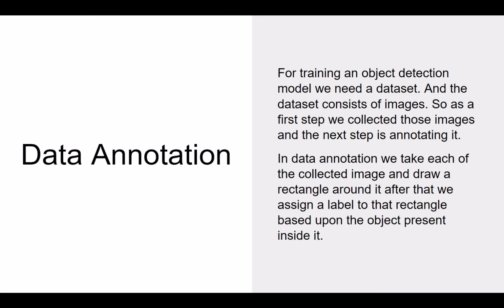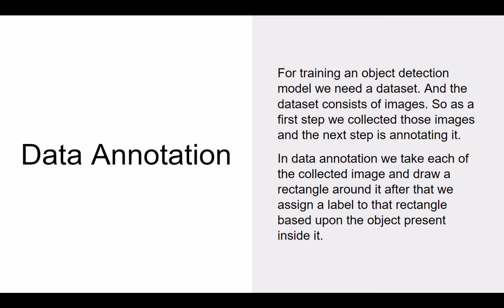Welcome to this lecture. In this lecture, we will start the second part of our model training process, and that is data annotation. For training an object detection model, we need a dataset, and the dataset consists of images. So as a first step, we collected the images of those fruits, and the next step is annotating that data.